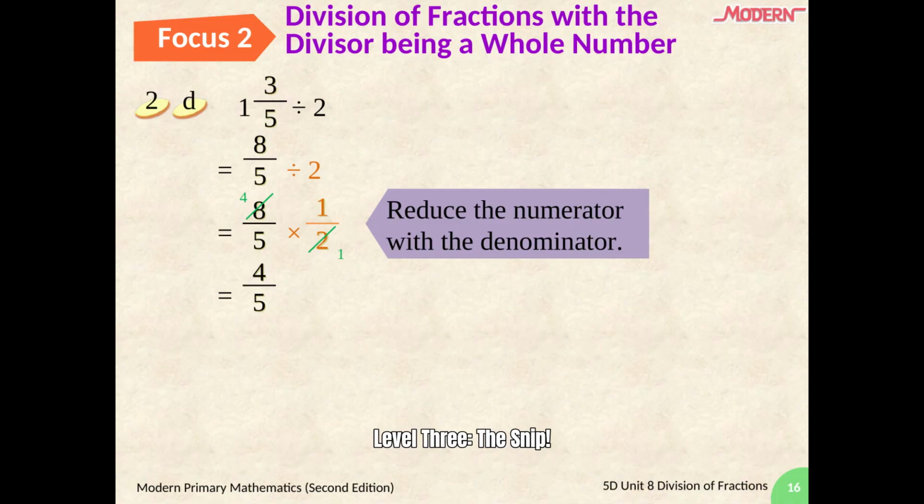Level 3, the snip. Slide 16. 1 3/5 divided by 2. Convert first, 8/5. Now swap and flip. 8/5 times 1/2. Look, the 8 on top and the 2 on bottom can be snipped. Divide both by 2. The 8 becomes a 4, the 2 becomes a 1. 4/5 times 1 is 4/5. See how easy that was? You're not just calculating, you're optimizing. One more level to go before the final gauntlet.